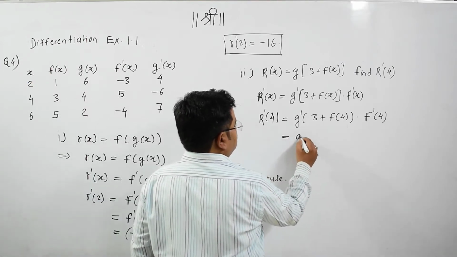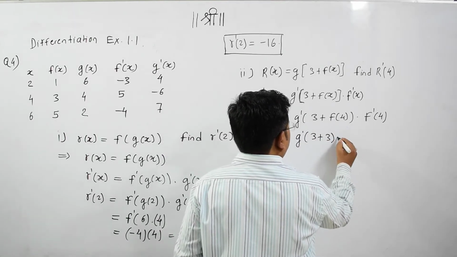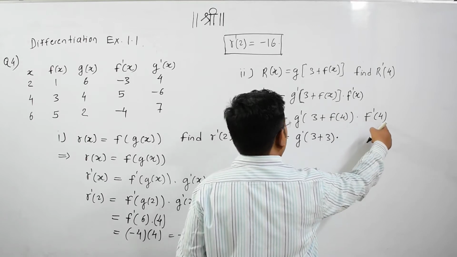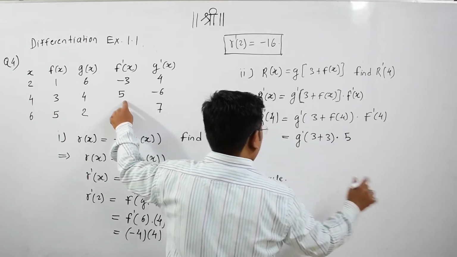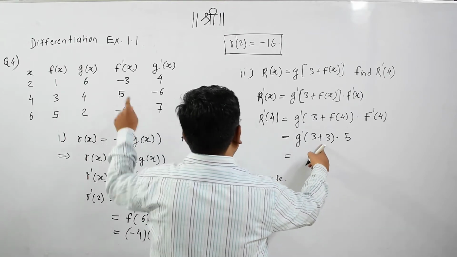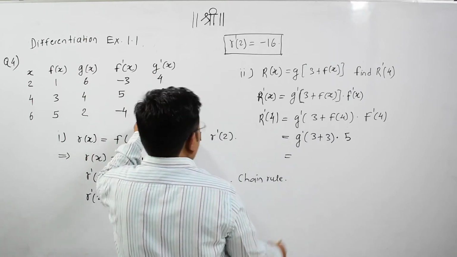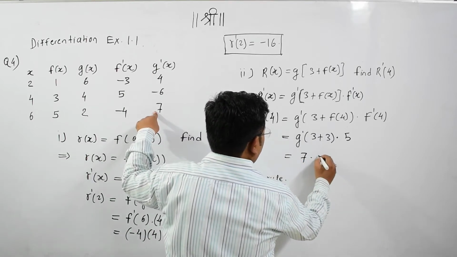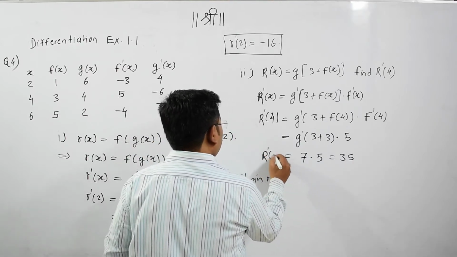Substitute it. So g dash of 3 plus 3 into, what is the value of f dash of 4? So f dash of 4 is equal to 5. Okay. Now what is the value of g dash of 6? Because 3 plus 3 will be 6. So g dash of 6 will be 7. So 7 into 5, which is equal to 35. And hope we got our answer.